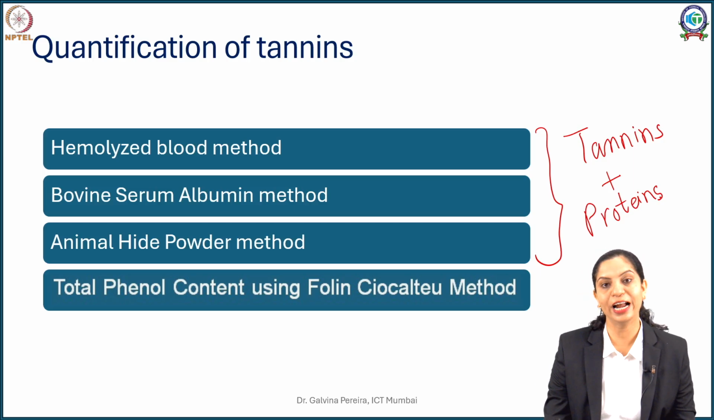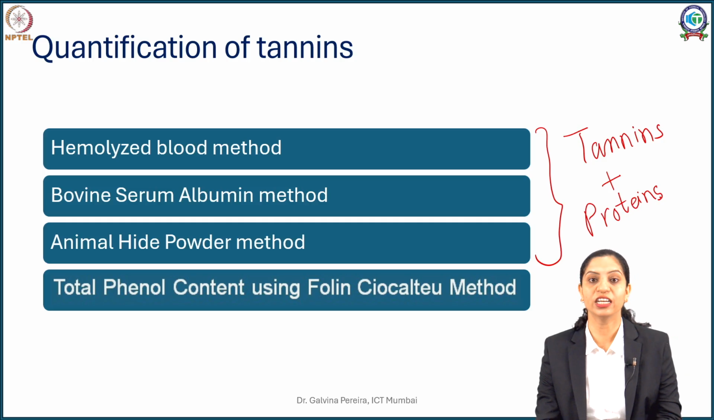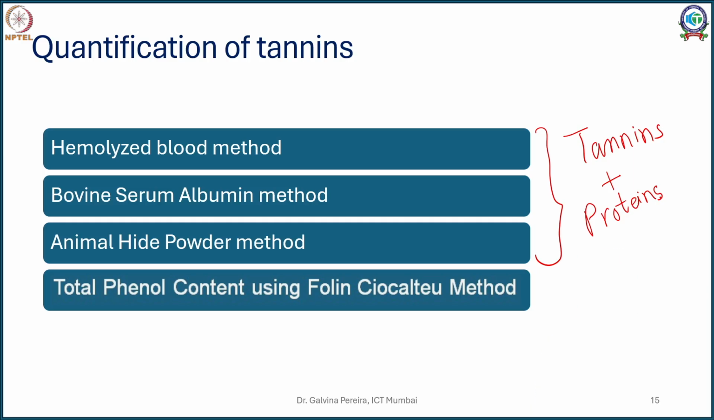The Folin-Ciocalteu reagent consists of phosphotungstic and phosphomolybdic acid. They form adducts, blue color complexes, with tannins under basic pH. The intensity of these blue color complexes is directly proportional to the amount of polyphenolic compounds present. Since tannins are also polyphenolic, we can use the Folin-Ciocalteu method to quantify tannins using a UV-Vis spectroscopic method.